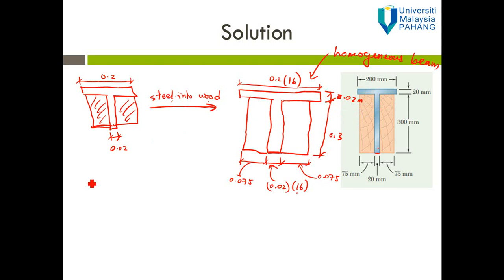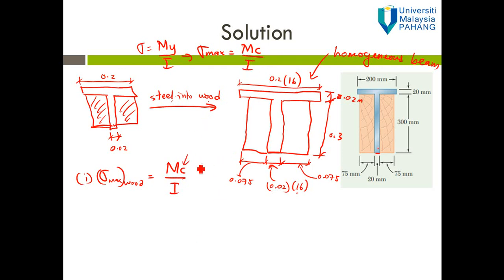Now we can apply equation 1. You have to calculate the sigma maximum for the wood, which is equal to M C over I. Because it is sigma max, you replace Y by C. The flexural formula is sigma equal to M Y over I, but for sigma max, Y is equal to C, so you write C over I. That's why I have C here.